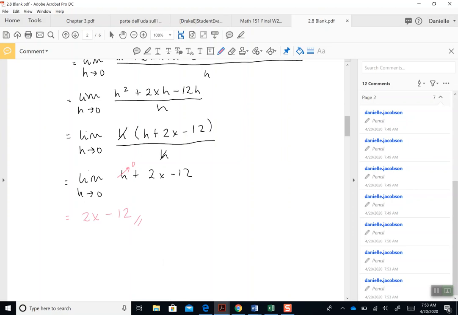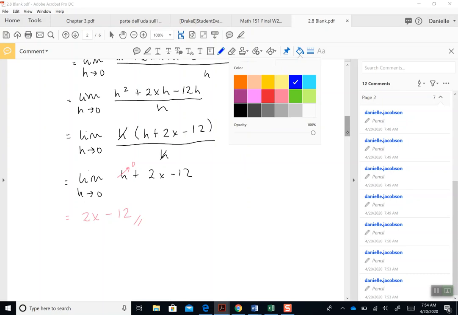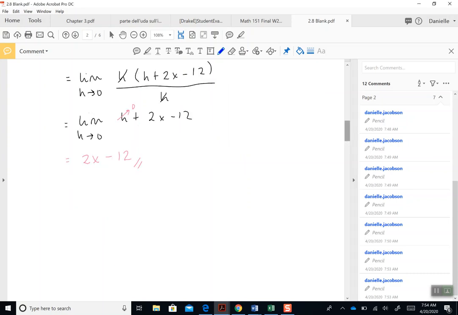All right, now thinking about, well, where is this differentiable? Okay, this is a polynomial function. So remember from the previous notes, polynomial functions are defined everywhere. Therefore, we know this f prime of x, I'll say the derivative f prime of x is a polynomial function.